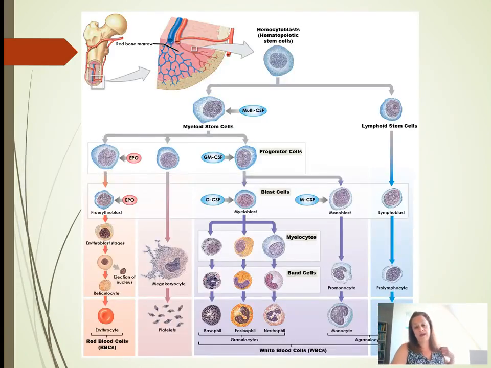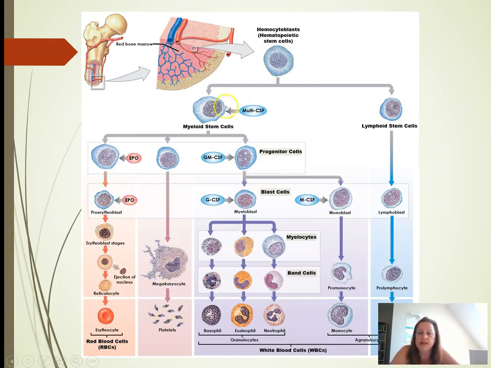Now, here we have that hematopoietic stem cell at the top again, and we already sort of followed it this way. Under the influence of EPO, we're going to get a red blood cell. The rest of this table shows you how that same stem cell can be influenced to become one of the 5 white blood cells, and also something called a megakaryocyte, which produces platelets.